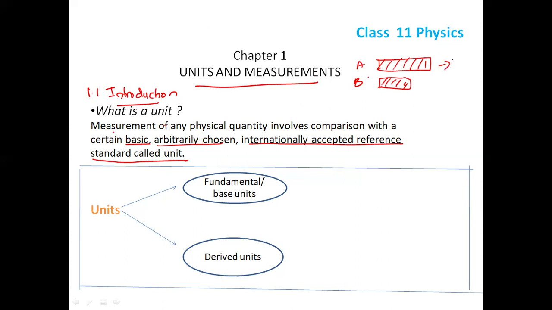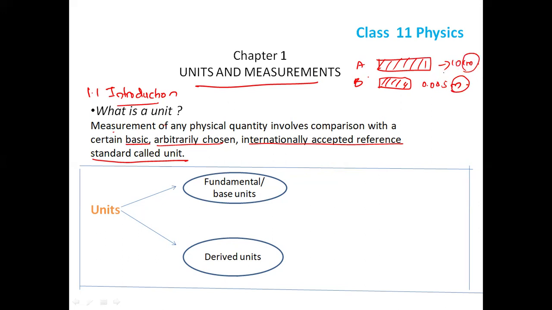Somebody measured it as 10 centimeters, and somebody measured it as 0.005 meter. In that case, I cannot compare them, right? You can see from the figure itself that A is double that of B. But if one is in meters and one is in centimeters, that means you cannot compare.